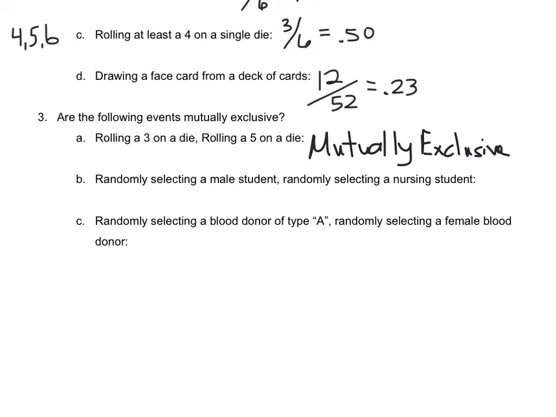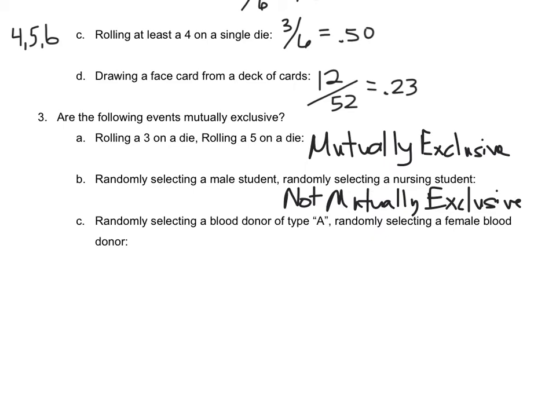Randomly selecting a male student and randomly selecting a nursing student. The question is, can you be a male student and a nursing student at the same time? That answer is yes. So these are not mutually exclusive, because you can be in 2 groups. You can be counted twice, essentially.